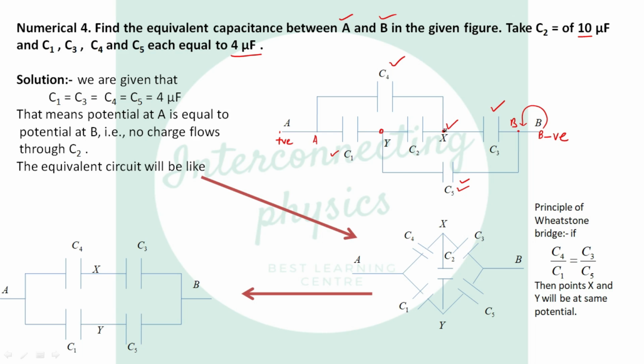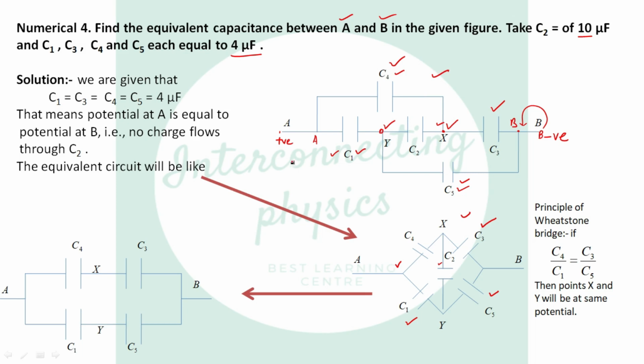So now the equivalent diagram: from A to X it is C4. From A to Y it is C1. Now from Y to X it is C2. Now from X to B it is C3 and from Y to B it is C5. You also draw this diagram in your copy. Only then will you be able to solve it.